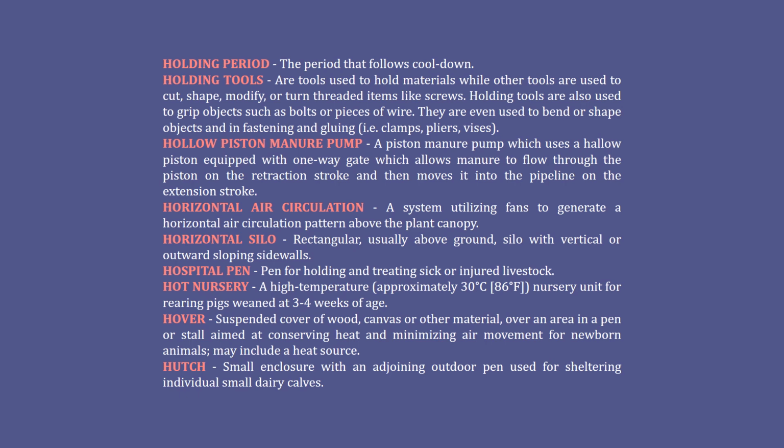Hover. Suspended cover of wood, canvas or other material, over an area in a pen or stall aimed at conserving heat and minimizing air movement for newborn animals, may include a heat source. Hutch. Small enclosure with an adjoining outdoor pen used for sheltering individual small dairy calves.